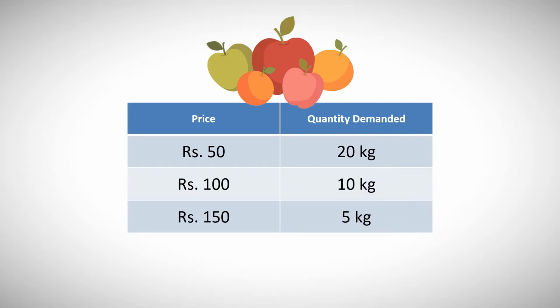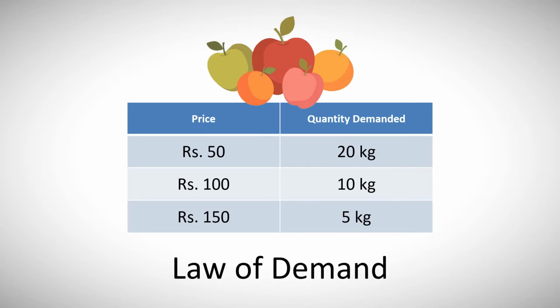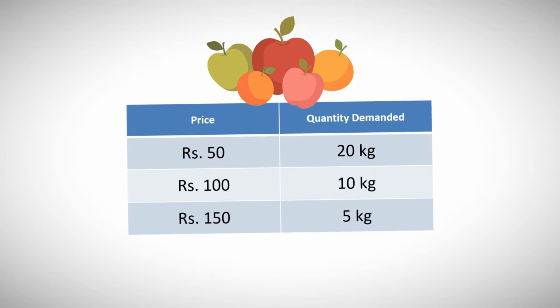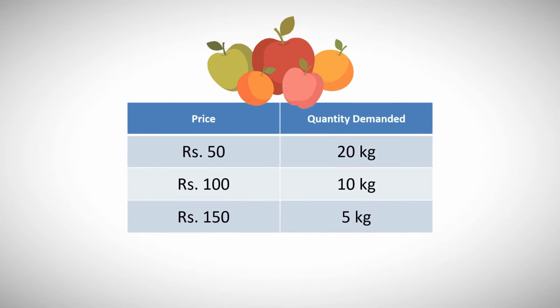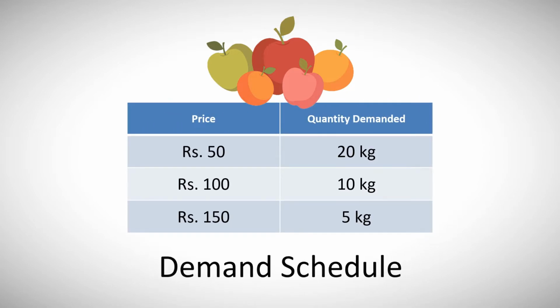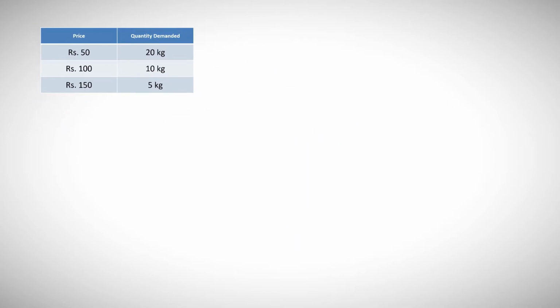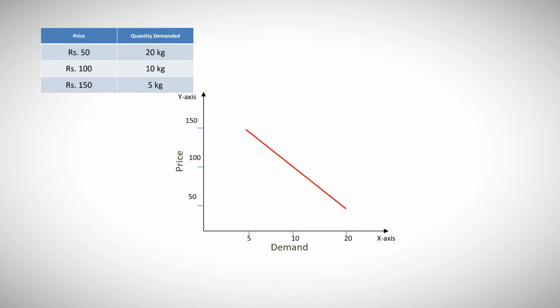This inverse relationship between demand and price is called the law of demand. And various quantities of a product demanded at various prices is called demand schedule. We can also draw this on a graph where x-axis is quantity demanded and y-axis is the price. The slope of the graph marked by this red color is called demand curve.